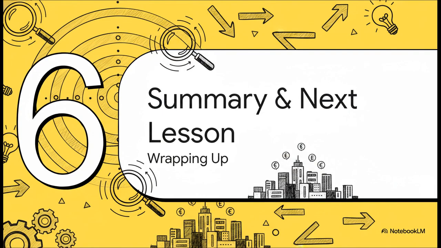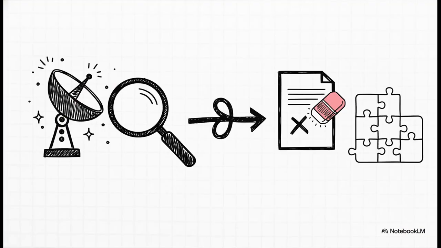Section 6, Summary and Next Lesson. Let's pull all of these concepts together. To summarize, in today's explainer, you've mastered revealing hidden risks through commitments and contingencies, using your radar. And you've learned exactly how to unpack aggregated data through proper disaggregation, using your magnifying glass.